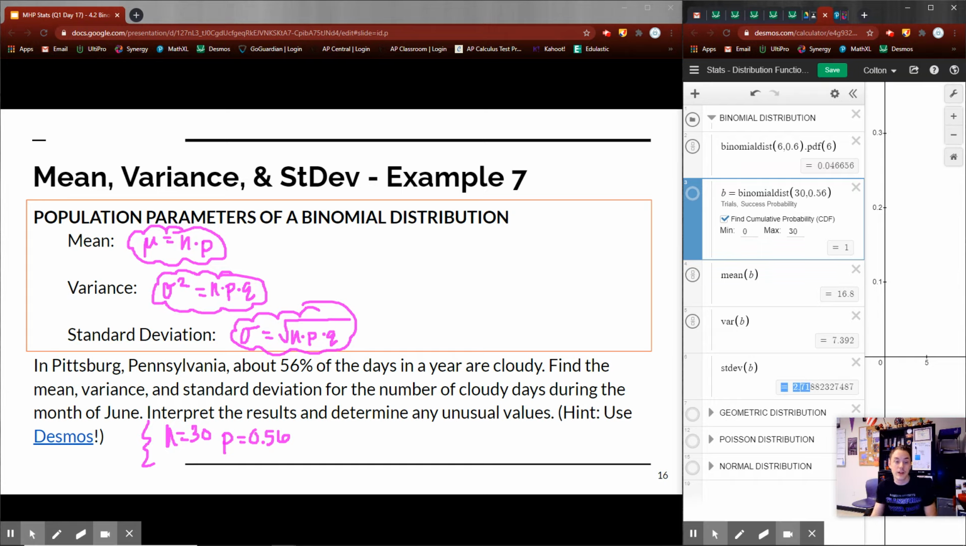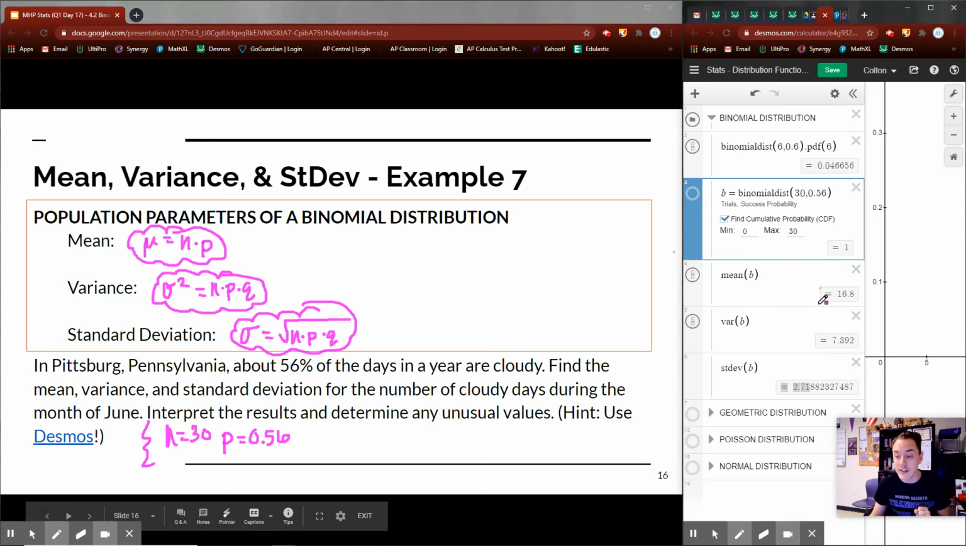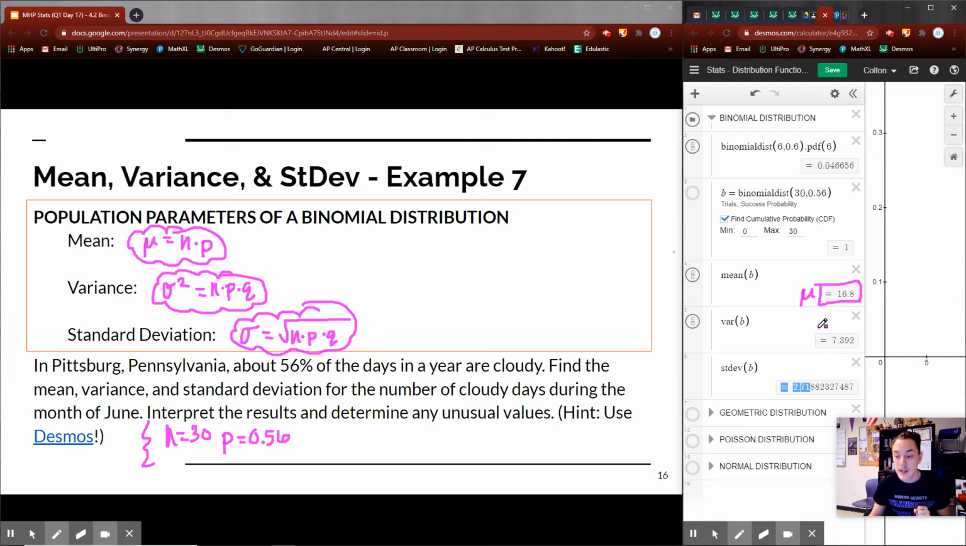Done. You don't even need to multiply anything together. You literally just click on a few keys. That is it. I already calculated it for you via Desmos. Okay? That simple. So that's what you will be writing down. You will literally be writing down this for your mean. This is your mu. This right here is your variance. And this right here, rounded a couple of spots, is your sigma, your standard deviation. Done. You're welcome.